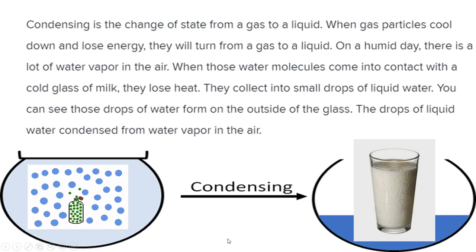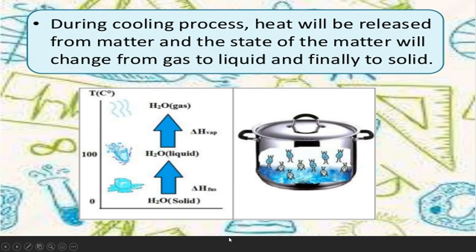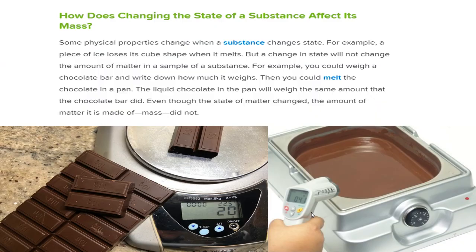Condensing. So now during the cooling process, heat would be released from matter and the state of matter would change from a gas to a liquid and finally to a solid. And remember, those molecules are going to speed up in the heat, but they're going to get slower, which is why it goes from a gas to a liquid to a solid, because the molecules begin to slow down. So how does changing the state of a substance affect its mass?